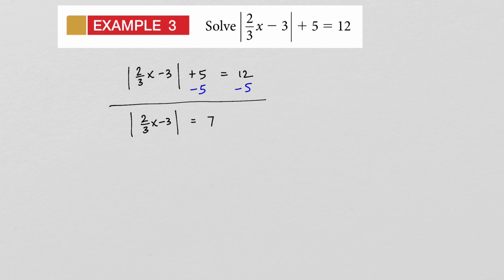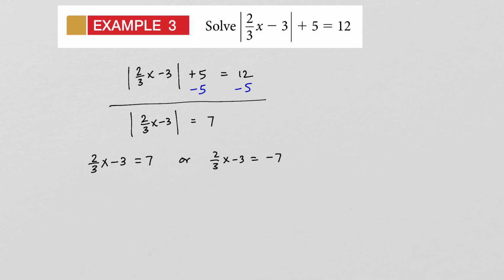And now this problem is just like the previous problem. We have the absolute value of something is equal to 7. The only way this can be true is if whatever's inside the absolute value, in this case that's 2/3 x minus 3, must be equal to 7, or that thing must be equal to negative 7. And now we're just going to solve for x.